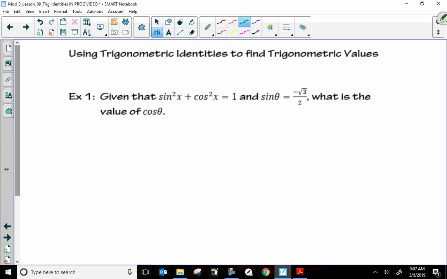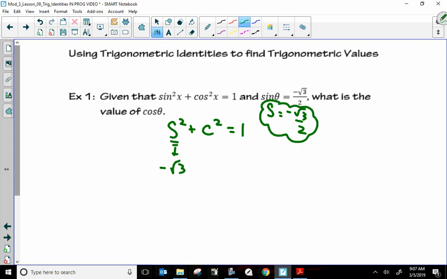I'm going to start by saying sine squared plus cosine squared equals 1. So they're telling me sine is negative radical 3 over 2. So I'm literally going to substitute that in for sine. Negative radical 3 over 2, I have to square it, plus cosine squared equals 1. And now it just becomes solve for the variable, c.